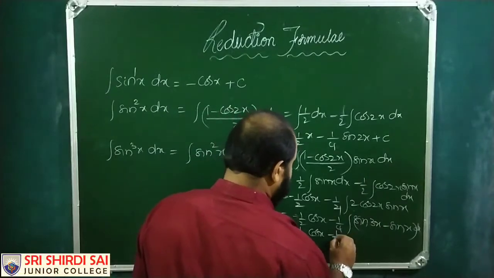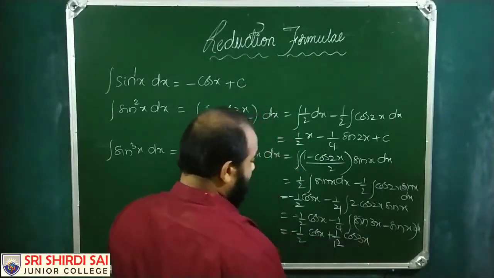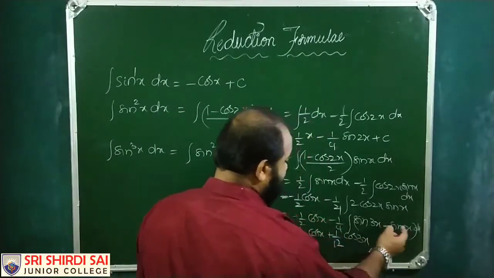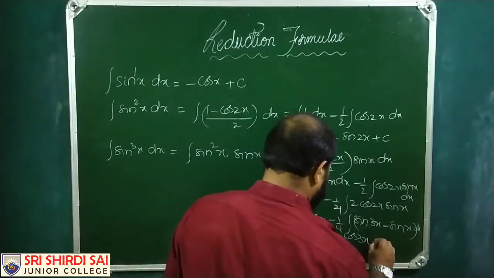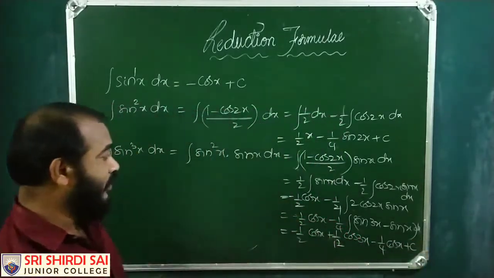Integral sin 3x is minus cos 3x by 3. So 3 4s are 12. So minus into minus plus. Integral sin x is minus cos x again. So minus cos x plus c. This is how we will evaluate.